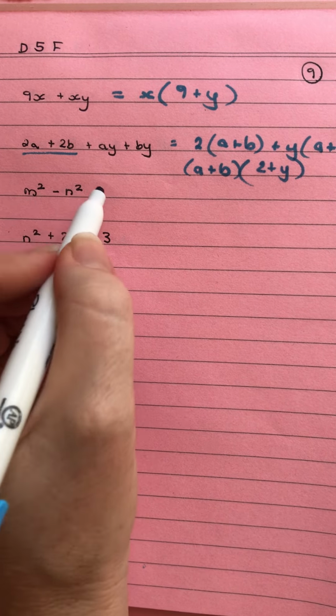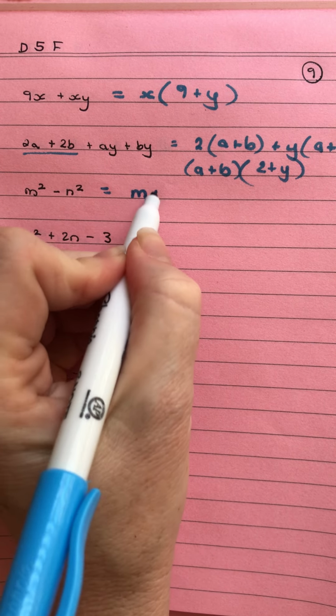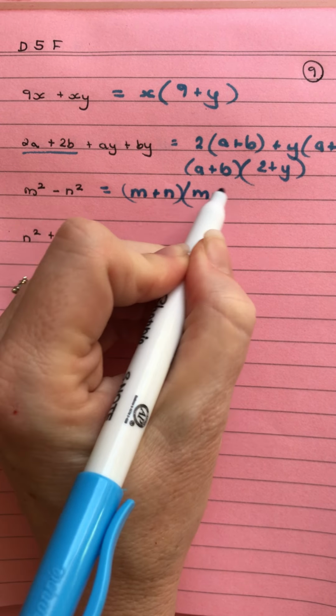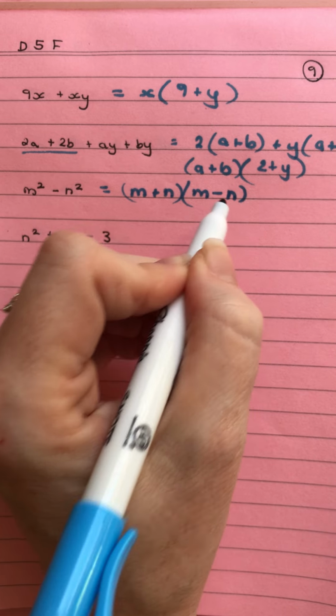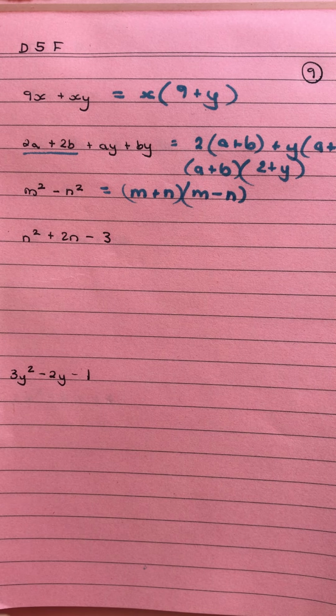The third one is a difference of 2 squares, so we know that our pattern is m plus n, m minus n, or we can write m minus n, m plus n. Doesn't matter the order of those brackets.